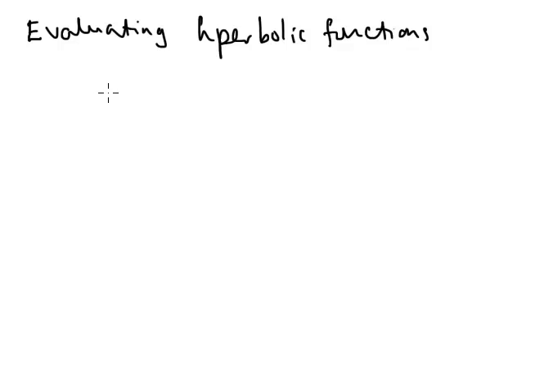Right, let's briefly talk about evaluating these functions. Evaluating hyperbolic functions. Now we've got cosh of x. Then somebody says, let's say this is f of x. Then it says find f at 0. What is the value of the function at 0?